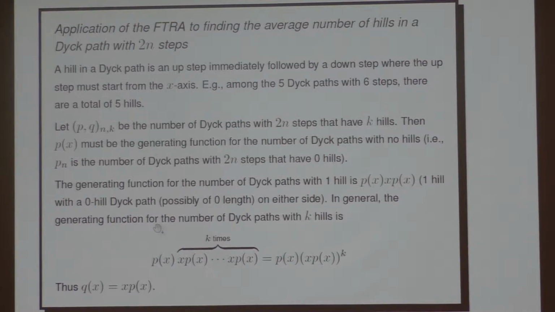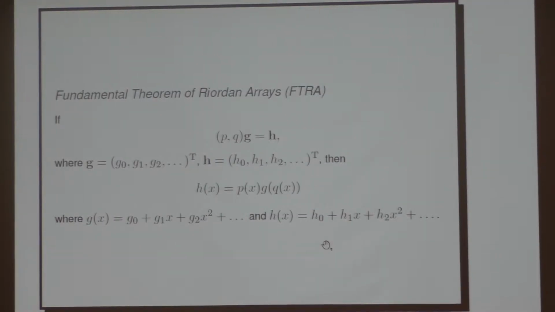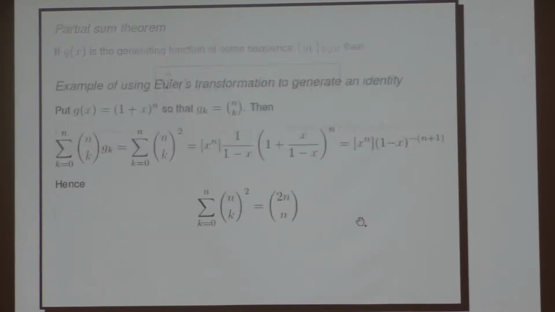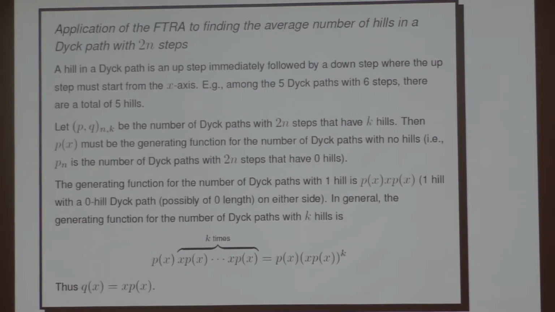And we do the same thing in general. So the generating function of the number of Dyck paths with k hills, we do the same thing. It's p times x times p times x, k times. So overall we end up with p times (xp) to the k. So this is going to be the generating function for the kth column. If you remember right back to the beginning what our Riordan array actually means, the kth column is p times q to the k. So it means that in this case, we've already found what q is. Q has to be x times p.